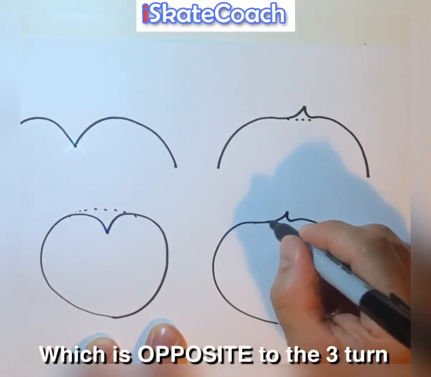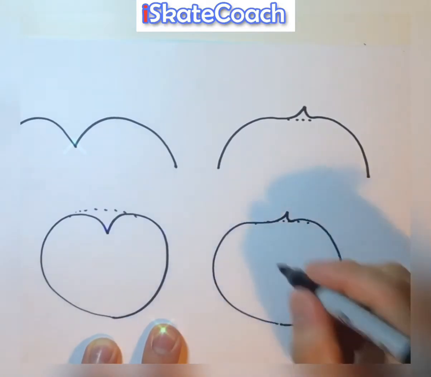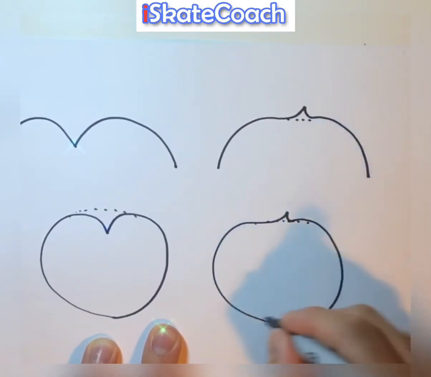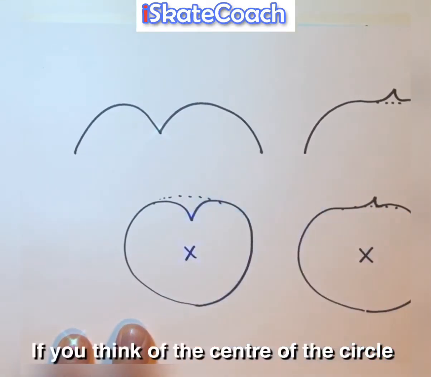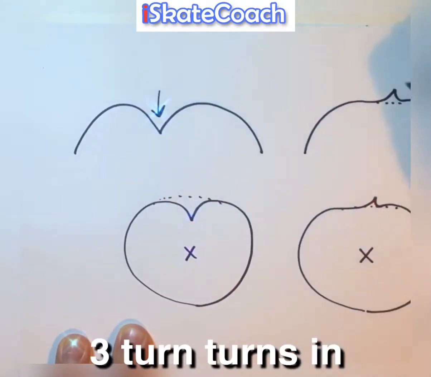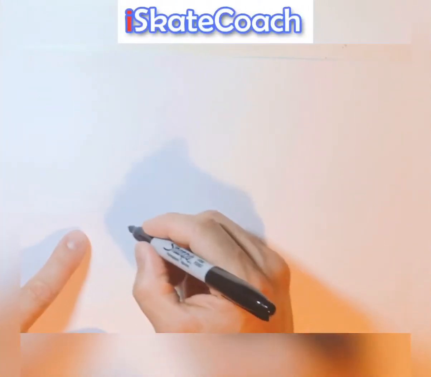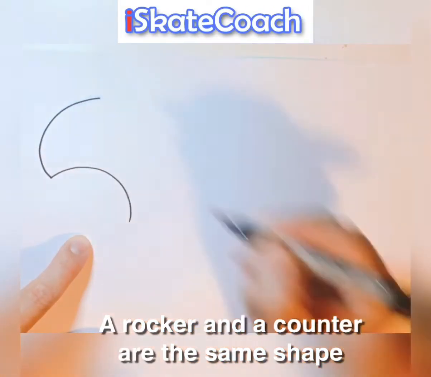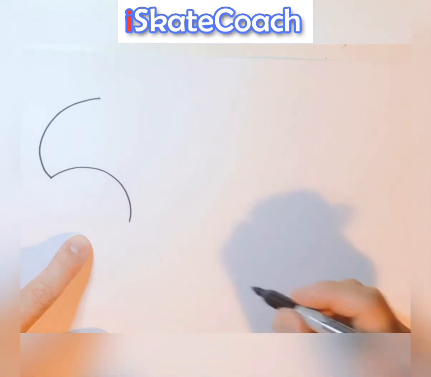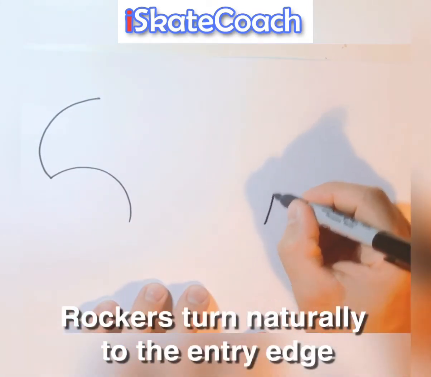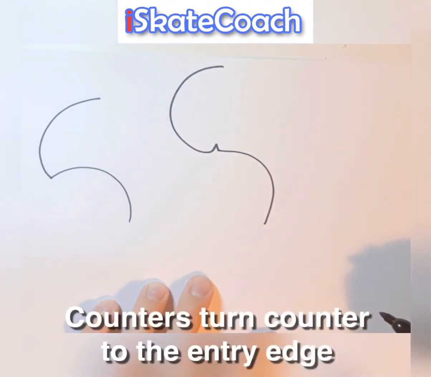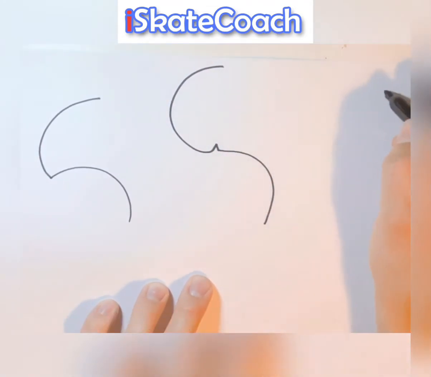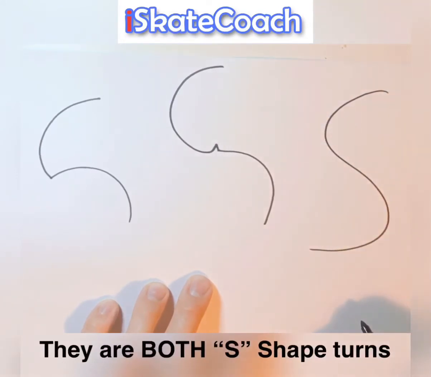Now the other shape you could have is an S-shaped turn, like a counter or a rocker or a trapdoor. So the only difference between these two, they are opposite, because if you think about the center, the 3-turn turns into the circle and the bracket turns away from the circle. Opposite turns for you today, rocker and counter. Always find these two very similar. There is a difference though, which we'll talk about. The rocker turns naturally to its entry edge and the counter turns counter-rotated to its entry edge, but they are both S-shaped turns.